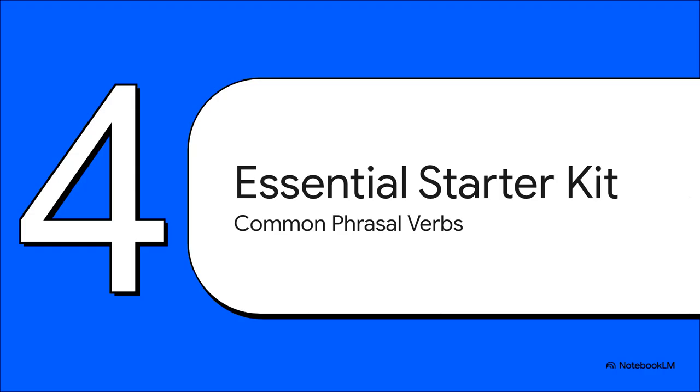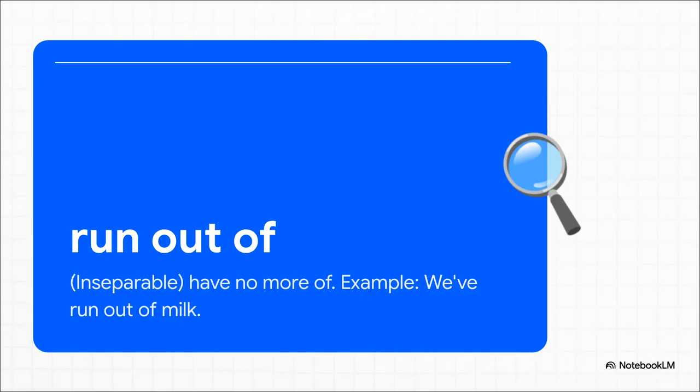Section 4, Your Essential Starter Kit. All right, you have the rules, you've got the code. Now let's get practical with a little starter kit of common phrasal verbs you can start using today. First up, run out of. You hear this all the time when you don't have any more of something. Notice it's inseparable. You can't say, we've run milk out of. You gotta say, we've run out of milk.